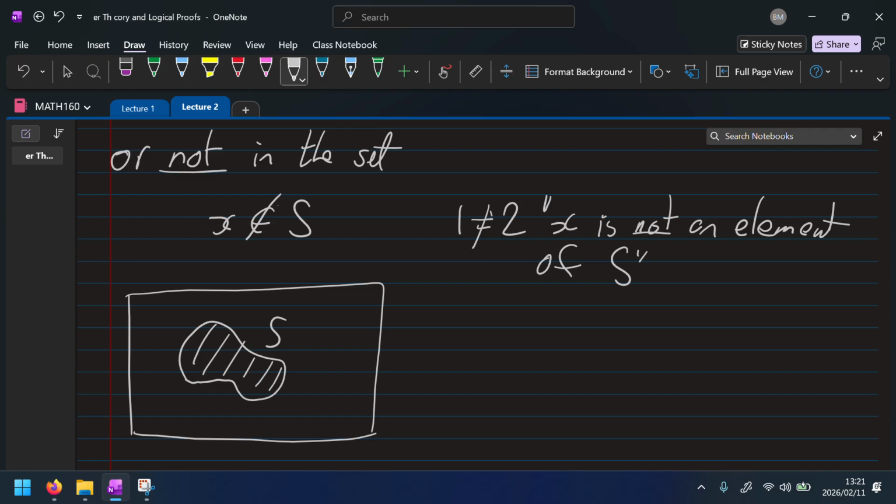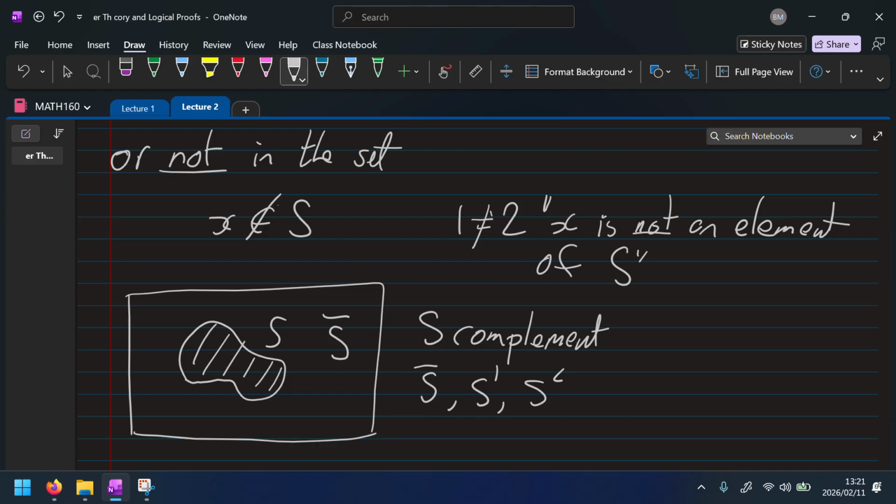you can either be in the set, so you're within that shaded part there, or you are not in the set, which means you're in the complement. We call that S with a bar on the top. There's some other notations for S complement. So that's how we write it. It was either S bar, S prime, or S with a little c.